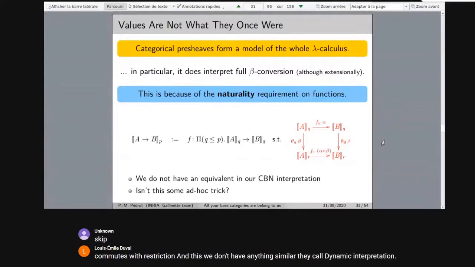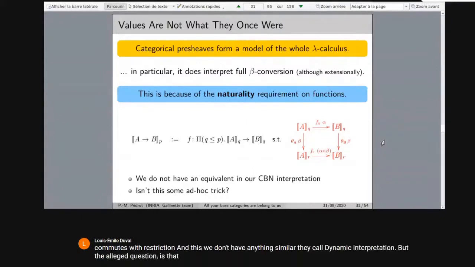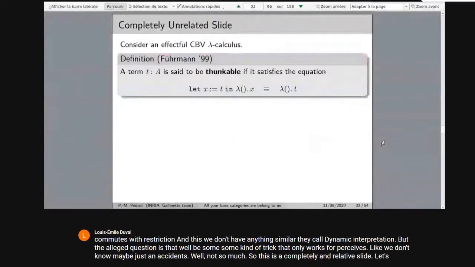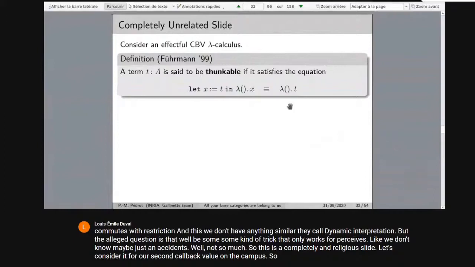But the obvious question is that, well, it could be some kind of trick that only works for presheaves. We don't know, maybe just an accident. Well, not so much. So this is a completely unrelated slide. Let's consider for a second a call by value lambda calculus. There is a notion that has been designed by Führmann, which is called thunkability.